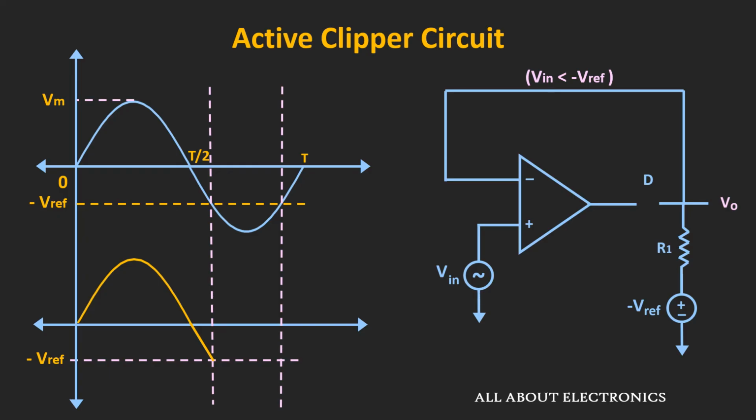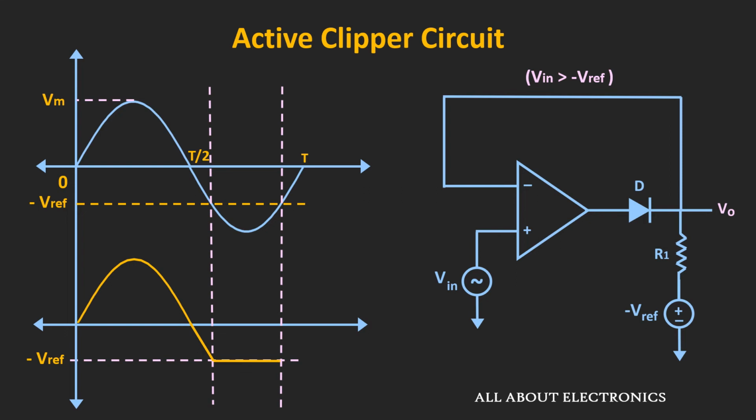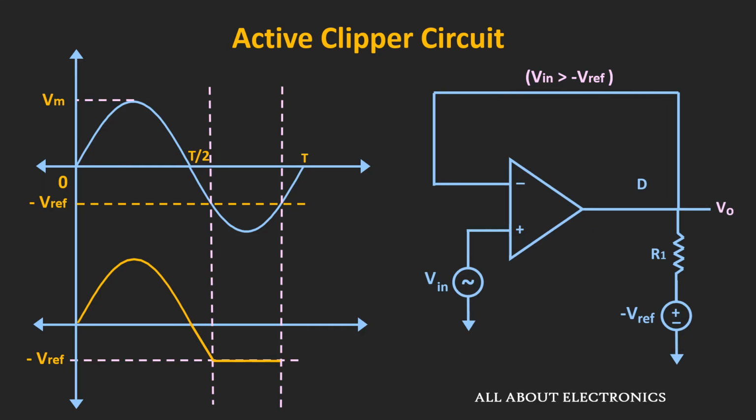So whenever the input voltage is less than the minus V reference, then the output voltage Vout will be equal to minus V reference. Now once again after this point, the input voltage Vin will once again become greater than minus V reference. So at that time, once again, the voltage V plus will become greater than V minus. So due to that, now the op-amp will once again go towards the positive saturation, and due to that we can replace this diode by the closed switch.